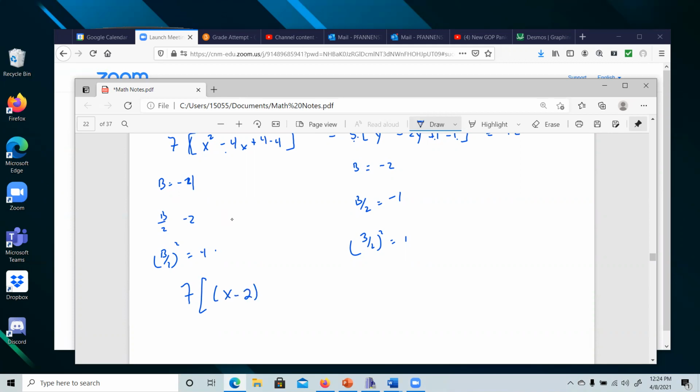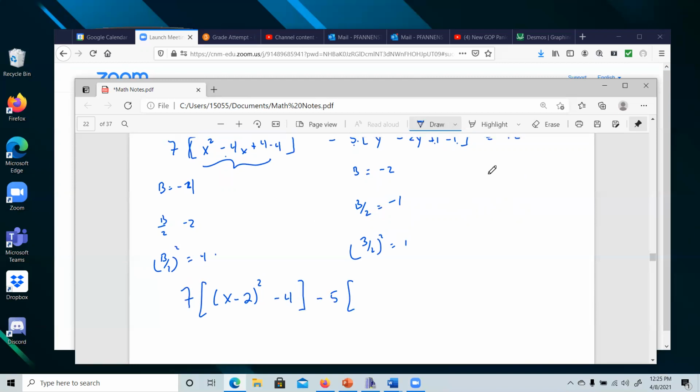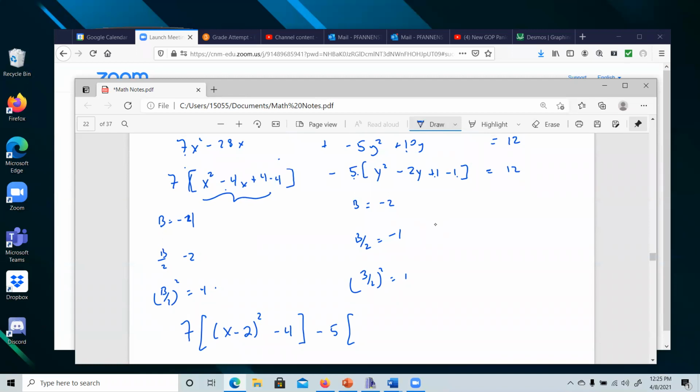So complete the square on this, right? That's x minus 2 squared. We have a minus 4 sitting here, minus 5. We have to complete the square on this part here. That's going to be y minus 1, because that's a minus there, squared, minus 1. That equals 12.